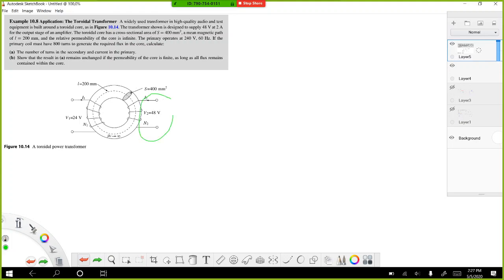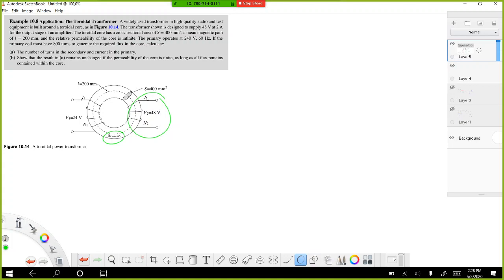So here for the output, the voltage or EMF, electromotive force, is 48 volt and the current supplied should be 2 ampere. The toroidal core has a cross-section area of 400 millimeters squared, a mean magnetic path of L equal to 200 millimeters, and the relative permeability of the core is infinite. So the permeability in our case is infinite, and this transformer we can assume as an ideal transformer.